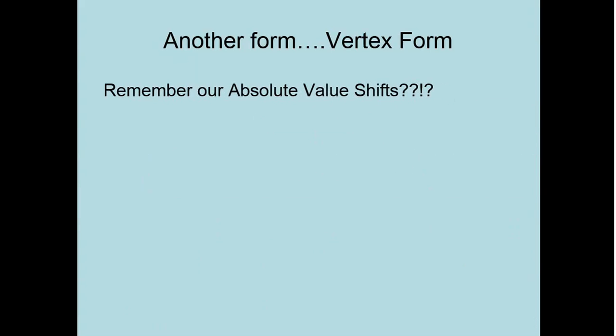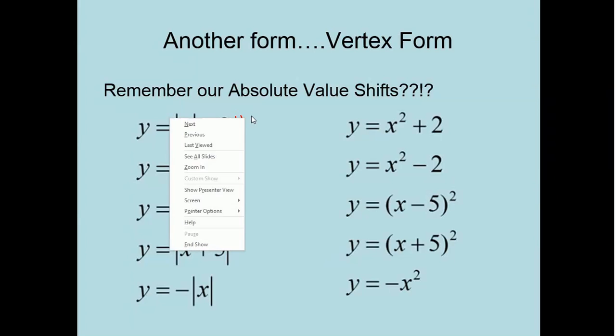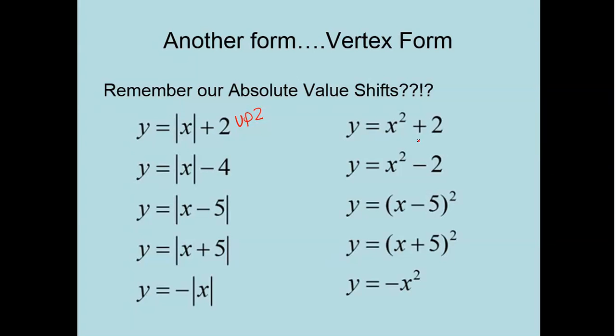So, do you remember how our absolute value graph shifted? If I had the graph y equals absolute value of x plus 2, remember that made it go up 2? Well, if you have a plus 2 on the back end, that's the same thing. It's still just going to go up 2. Same thing here. This would have been down 4, right? Because it was on the outside. Well, this is just down 2 because it's on the outside.